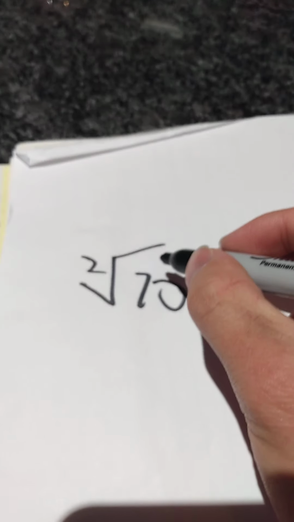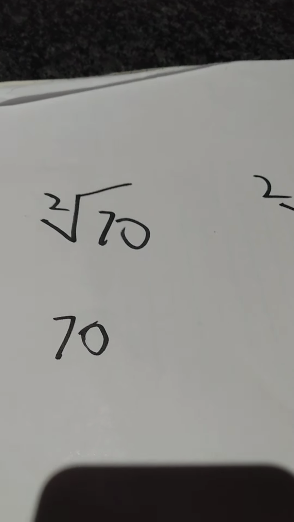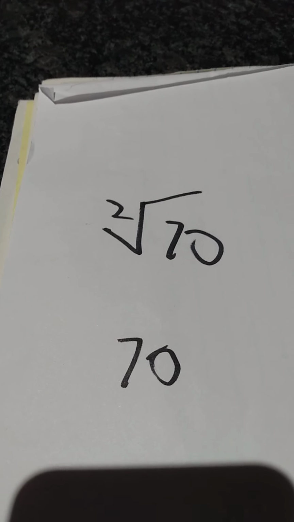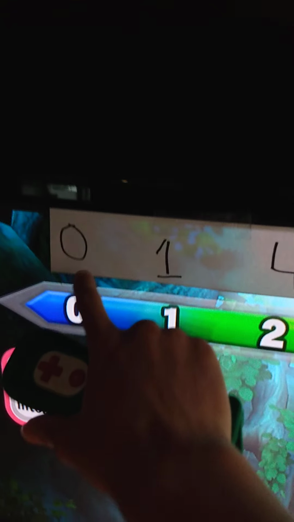So let's try and find the square root of 70. We're going to try and put that on our Super Smash Bros. number line. Here are two number lines, the top one and the bottom one.